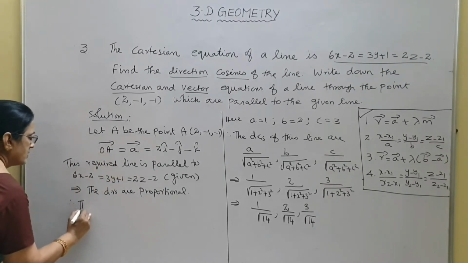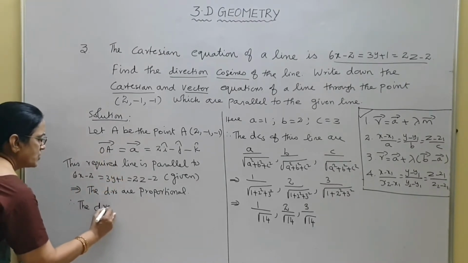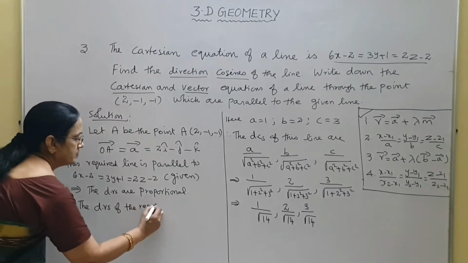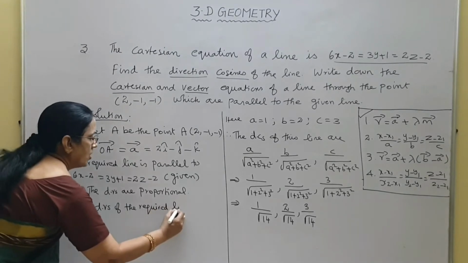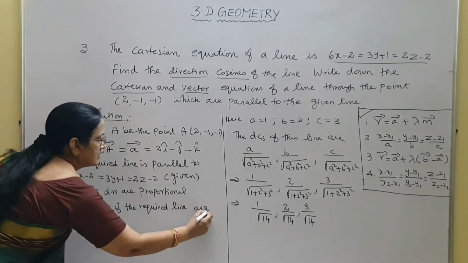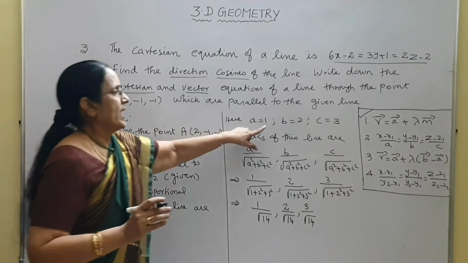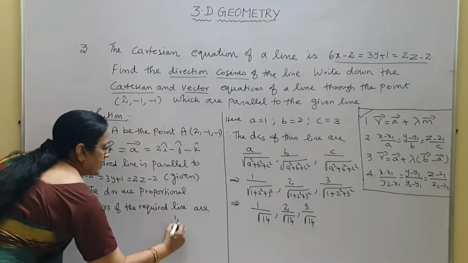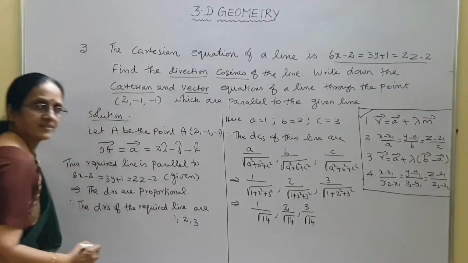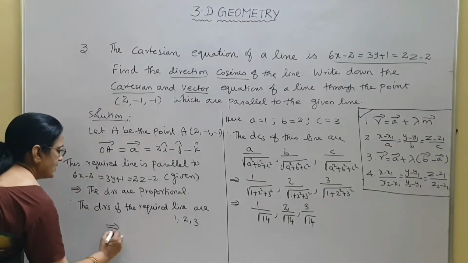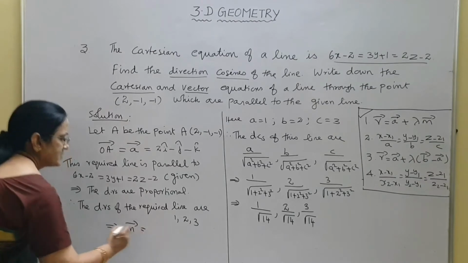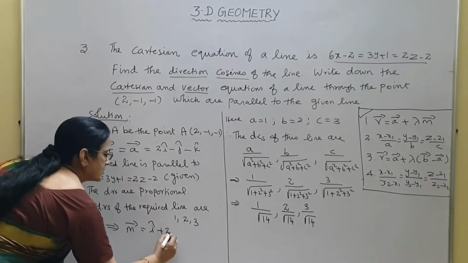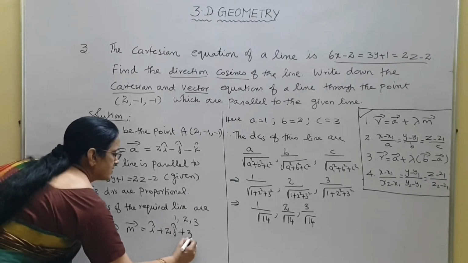Therefore, the direction ratios of the required line are, what are the direction ratios? 1, 2, 3. This implies your M vector is nothing but I cap plus 2j cap plus 3k cap.